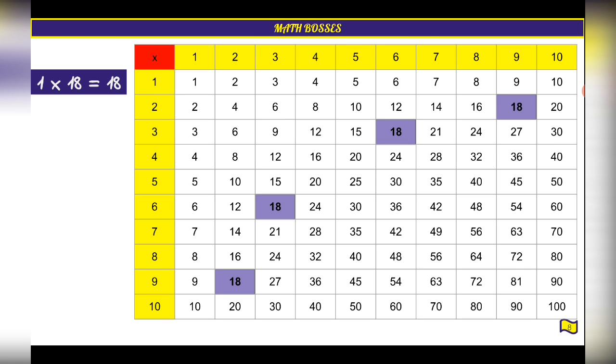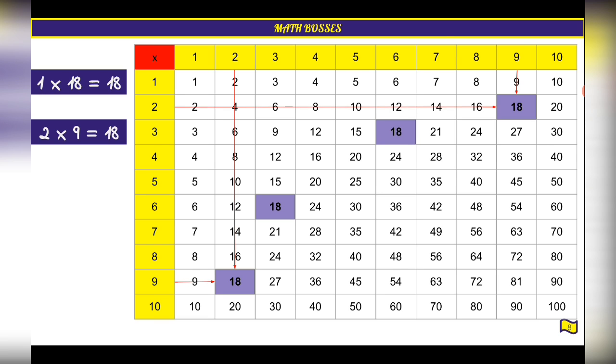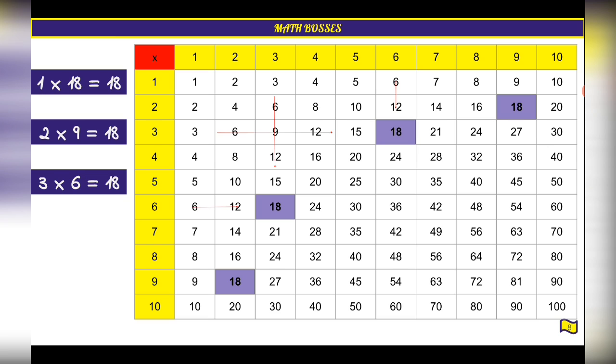When we multiply 2 and 9, we also get 18, as we can see on the table here. That makes 2 and 9 factors of 18. When we multiply 3 by 6, we also get 18. That makes 3 and 6 factors of 18. This shows us that the factors of 18 are 1, 2, 3, 6, 9, and 18.